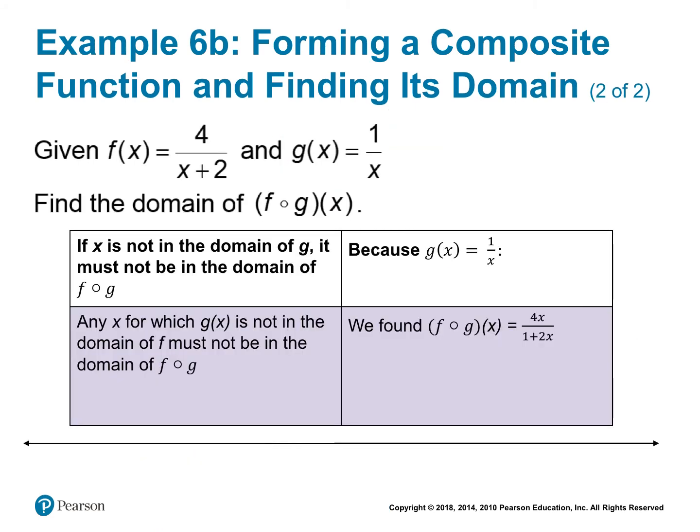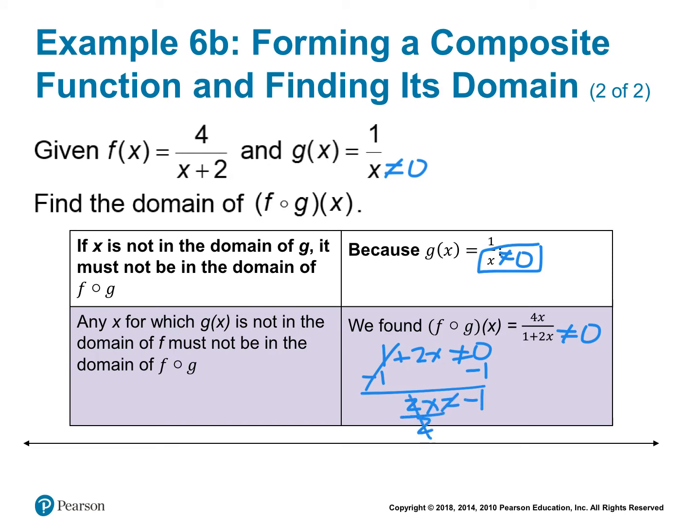Okay, let's practice finding our domains here. So we said if it doesn't work for g, it's not going to work for f with g. So we know that x cannot equal 0 on the bottom of this one. So one restriction is x cannot equal 0. And then we just found that f with g is 4x divided by 1 plus 2x. So this bottom also cannot equal 0. So if I minus 1, I'd have 2x cannot equal negative 1, divided by 2. Therefore, x cannot equal negative 1/2.